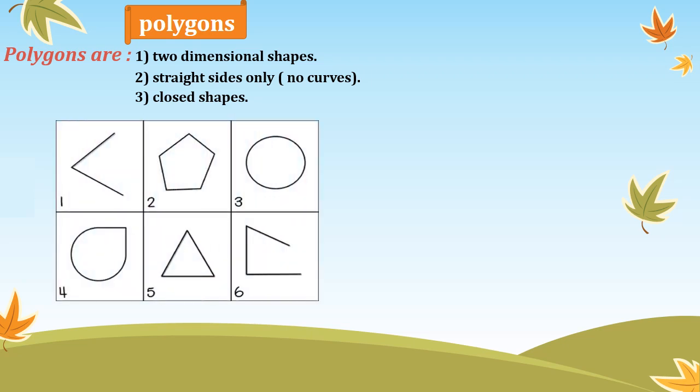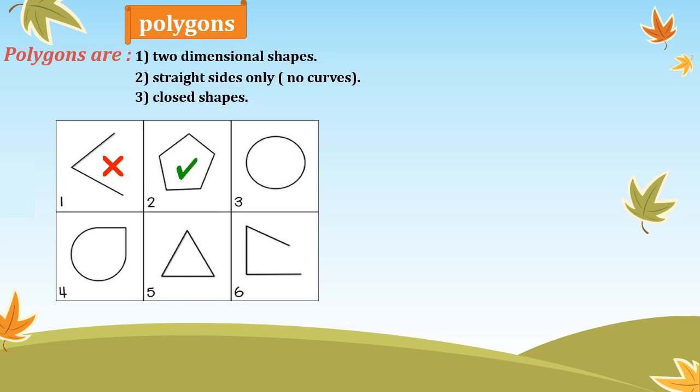Here, the first shape, is it a polygon or not? It's a two-dimensional shape. It has straight sides only and no curves, yes? But it's not closed, it's open, so it's not a polygon. Number 2, 2D shape, straight sides only and closed shape, so it's a polygon.